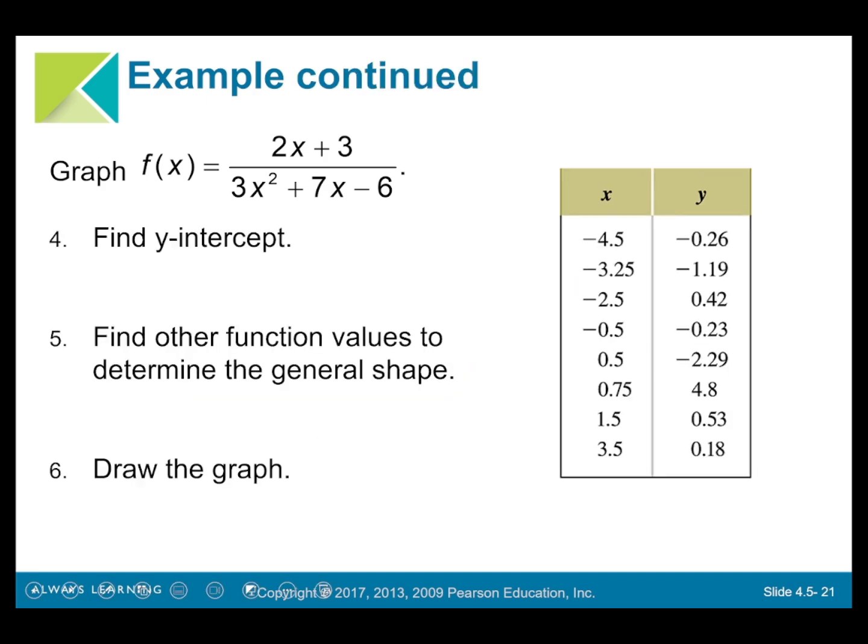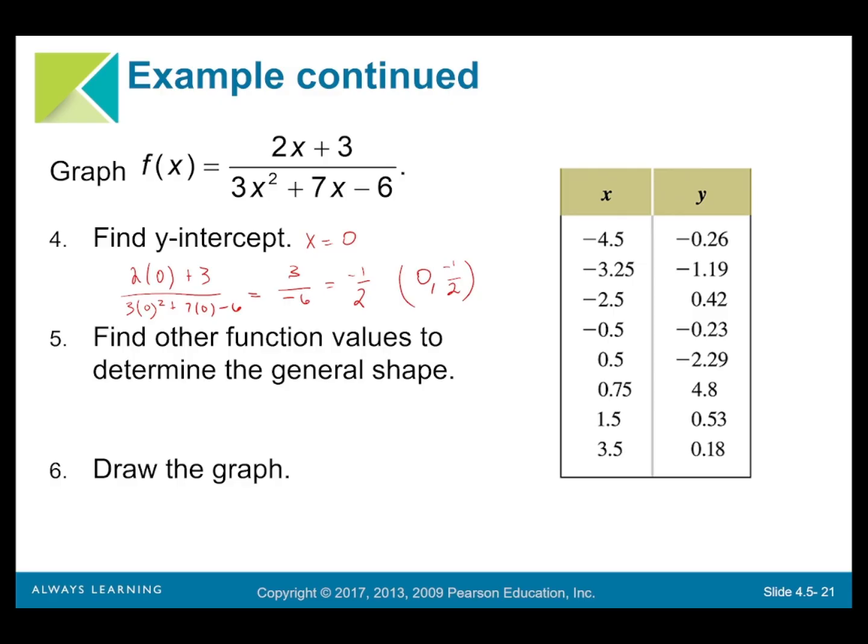Let's keep going. Next, we're going to find the y-intercept. For that, we want to plug in x equals 0. We're looking at 2 times 0 plus 3 over 3 times 0 squared plus 7 times 0 minus 6. So that's going to be 3 over negative 6, or negative 1/2. So that's another point to help us out on this problem.